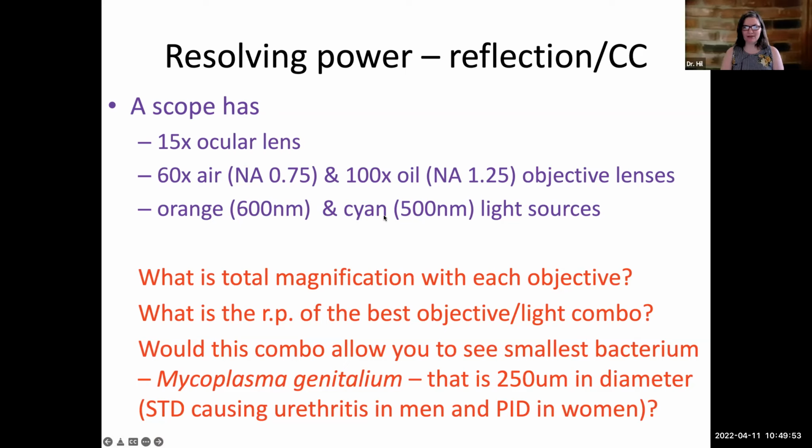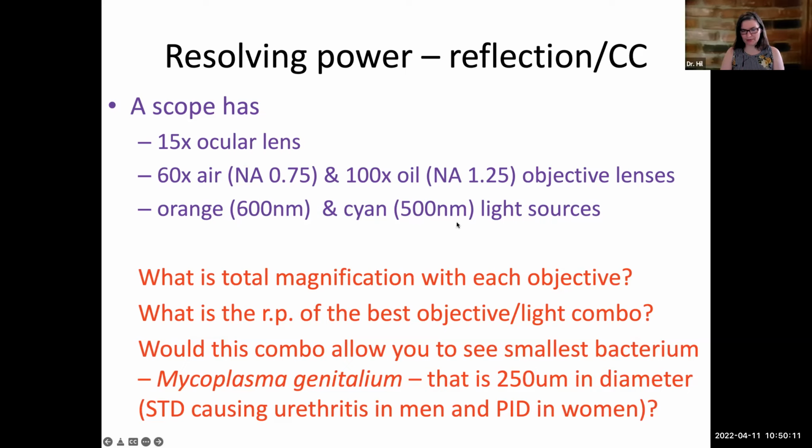Great. Yes. So we take the wavelength of the light, 500 nanometers, divided by 2 times NA. This is 1.25 times 2 is 2.5. 500 divided by 2.5 is exactly as Brooke says, 200 nanometers. And many of you had that answer as well.